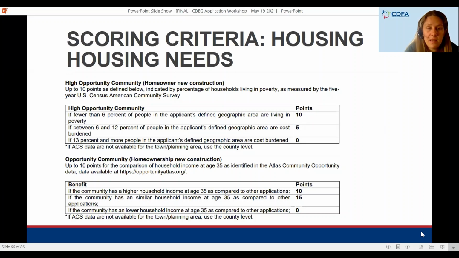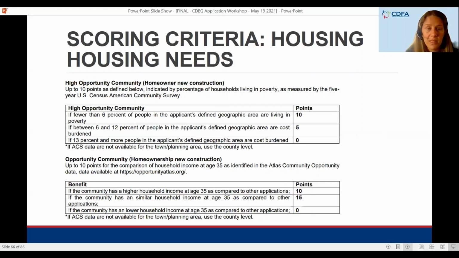And then this third category, again, so there are 3 different categories that, depending on the type of project, you can receive points in: the first, the new construction category; the second that I just went through, which is rehabilitation; or this category, which is considered homeowner new construction. So this is if you were constructing single family housing units for sale to low and moderate income individuals.